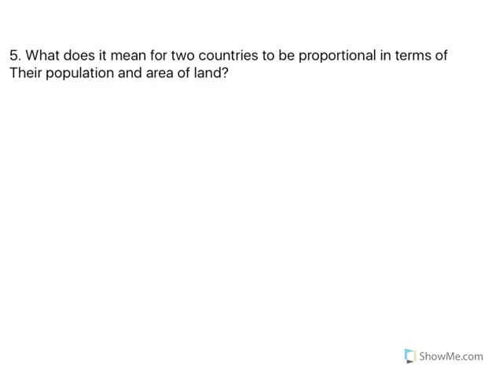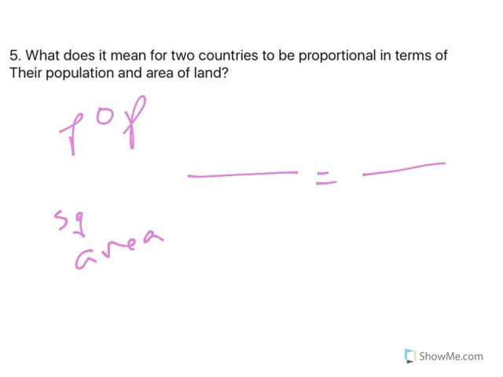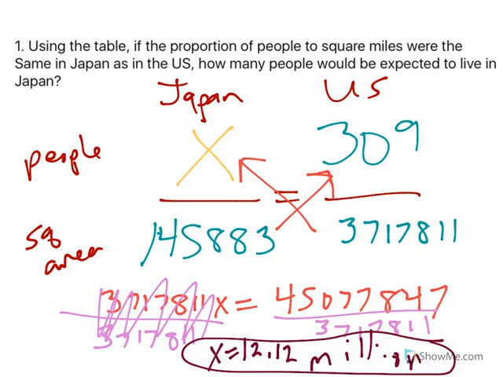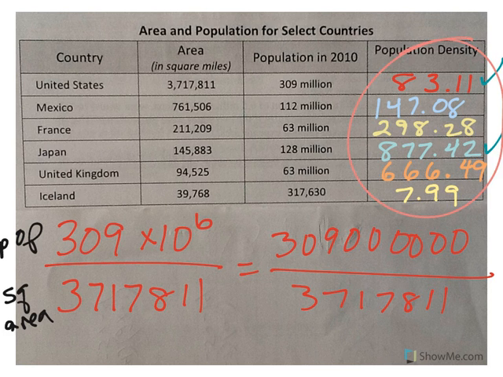And what does it mean for two countries to be proportional in terms of their population and area of land? Well, if we're talking about population and square area, for them to be proportional, that would be for this proportion to work. Remember that population over square area is population density. For two countries to be proportional in terms of their population and square area means they have the same population density. So if you look back at this table, none of these countries have the same population density, so none of them are proportional in terms of population and square area.